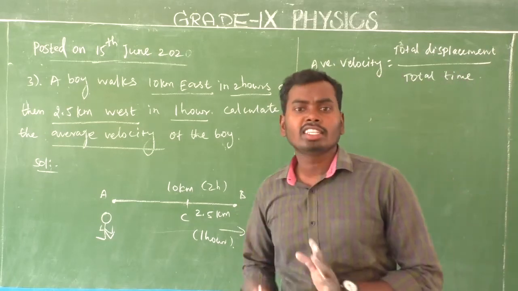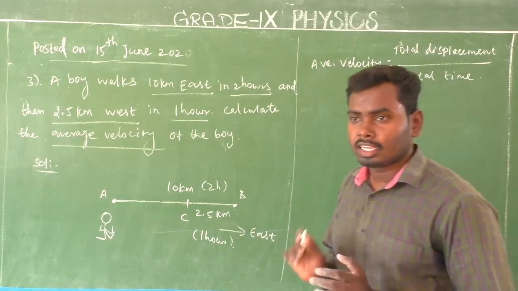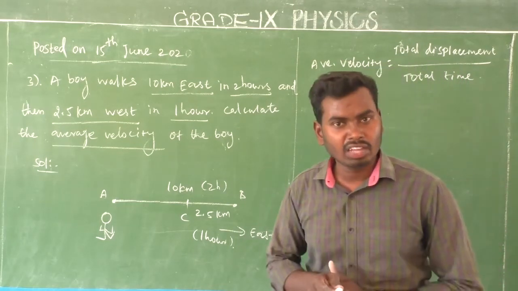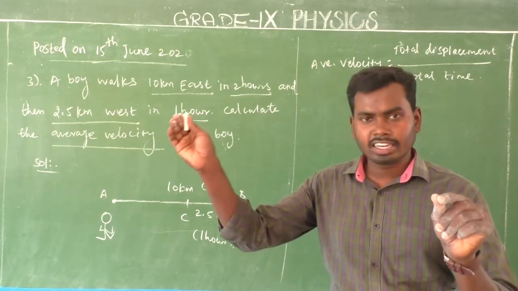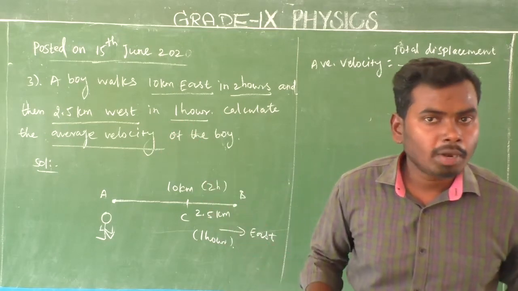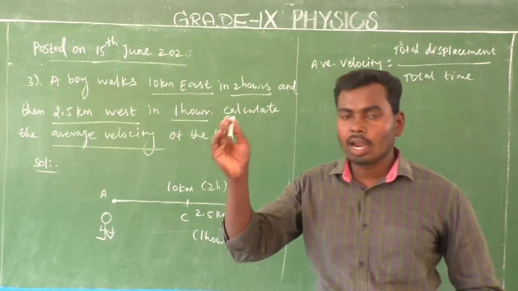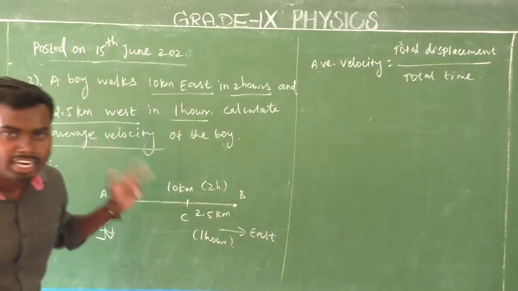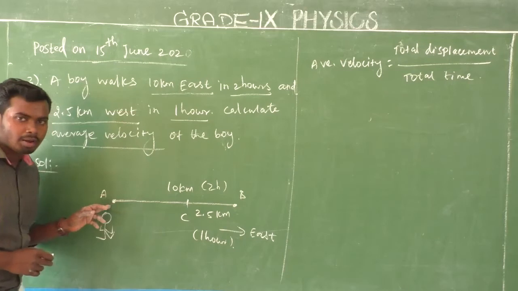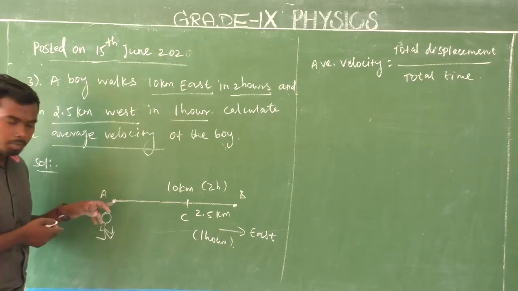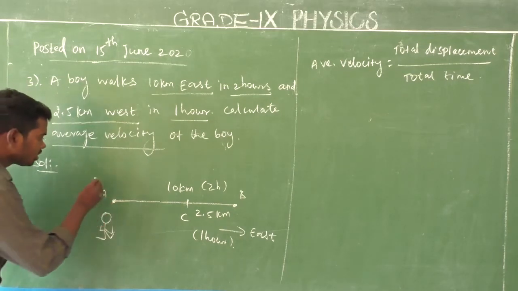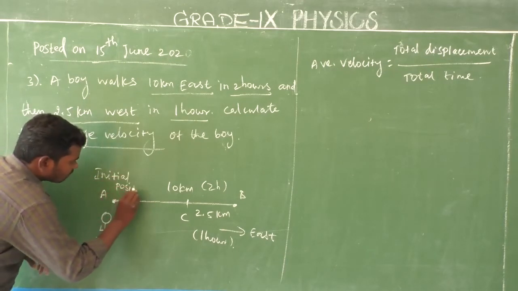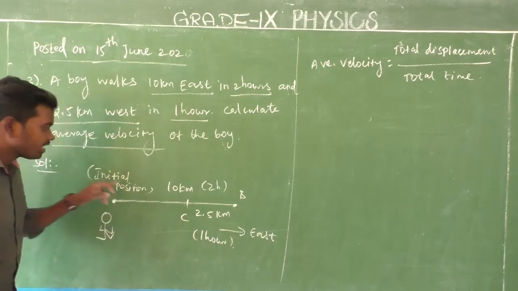First we need to calculate total displacement. So first of all, what is displacement, sir? Displacement is the shortest distance between 2 points. Mathematically we can write it as final position minus initial position. Here which is the final position and which is the initial position? That boy starts his journey from this point, which means that boy starts walking from point A. So this is the initial position of that boy.